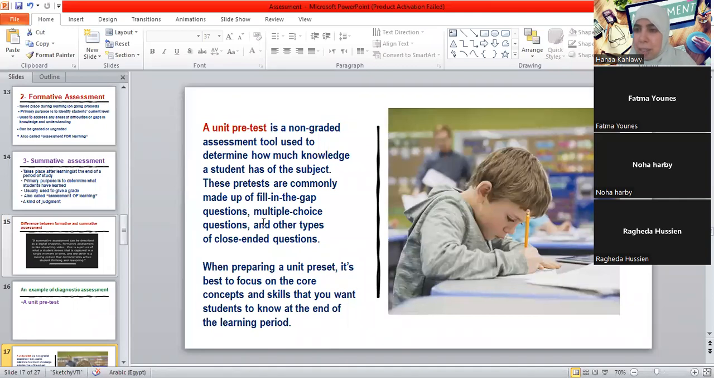So in this test or this exam, I can include the main or the very important concepts of the unit and check, do my students really know these concepts or not, okay? And after that, I can identify where I should start, okay? So this is a pre-test or a unit pre-test, okay? Diagnostic assessment.